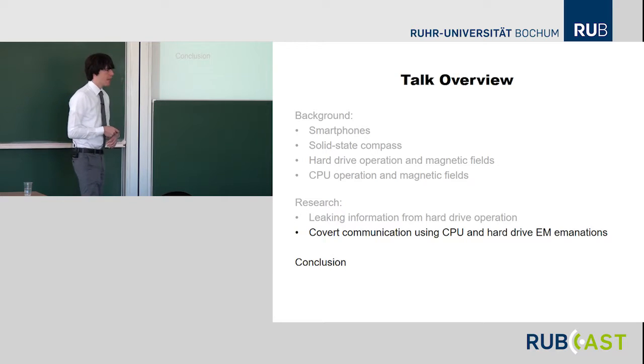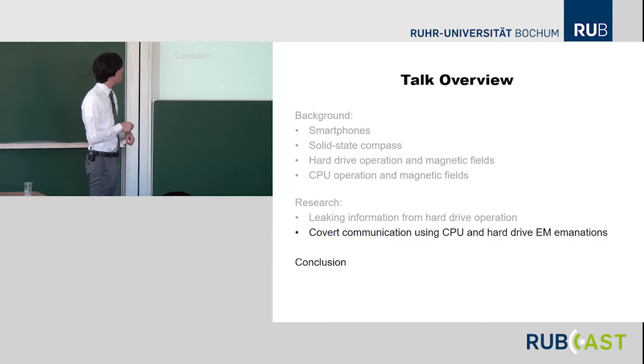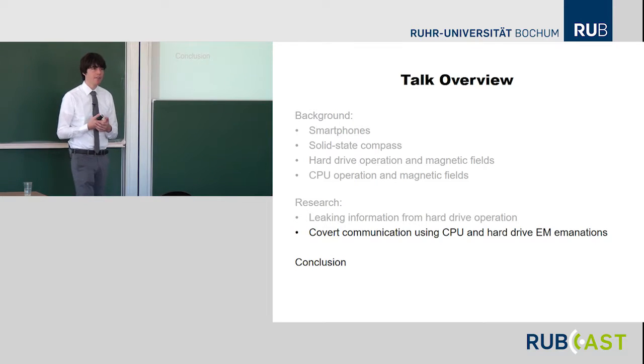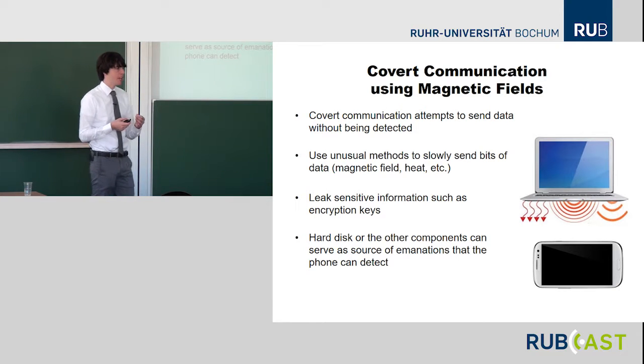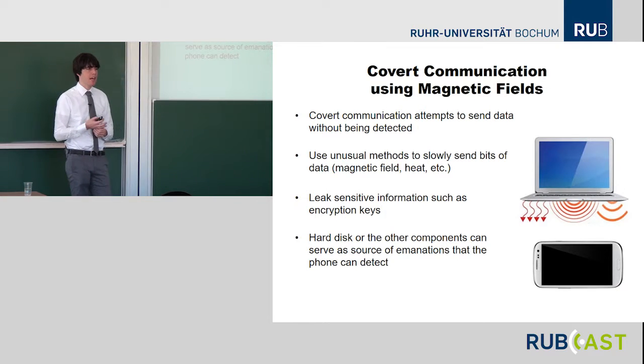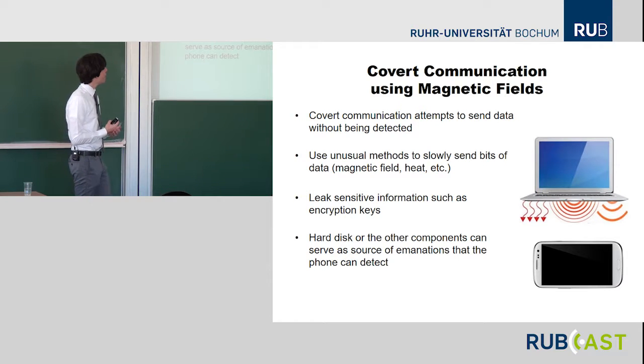All right, so that was our earlier work that focused on magnetic hard drives and leaking side channel information. More recently, we've been looking at covert communication. Basically, you generate the magnetic fields on purpose, either using a CPU or again the hard drive, and then figure out how to communicate that to a nearby smartphone. As you know, covert communication is basically abusing channels unintended for communication to actually send some data.